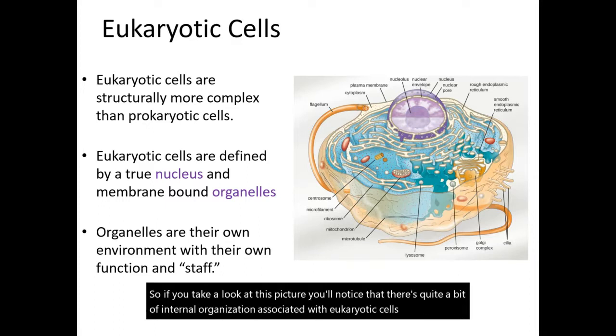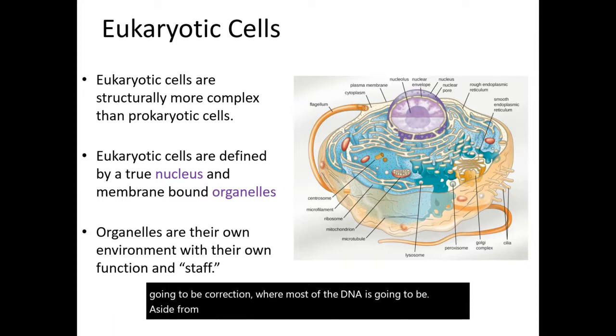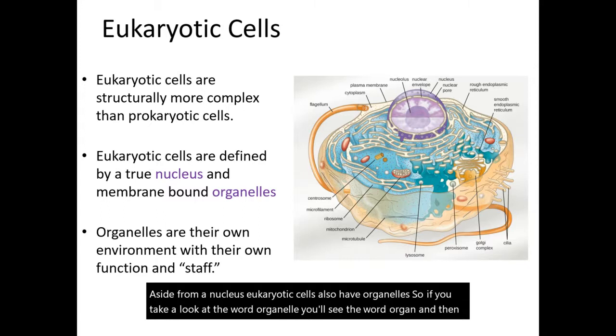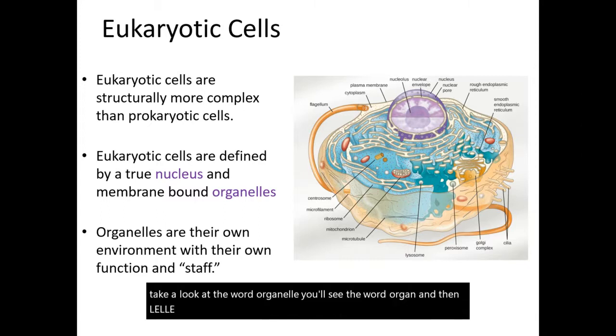Eukaryotic cells have a true nucleus, which is where all of the DNA is going to be. Correction, where most of the DNA is going to be. Aside from a nucleus, eukaryotic cells also have organelles. If you take a look at the word organelle, you'll see the word organ and then L-E-L-L-E. That means tiny. So organelle literally translates into tiny organs.